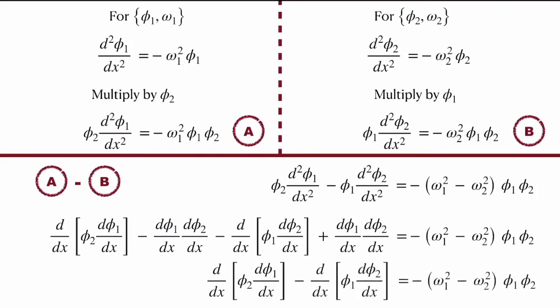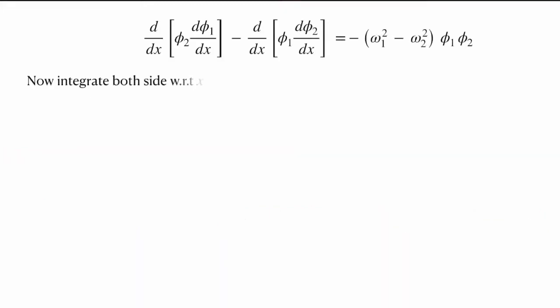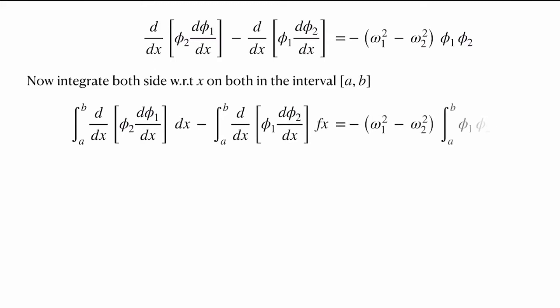Let's remove the common terms. We don't want these common terms, and we end up having d by dx of phi 2 into d phi 1 by dx minus d by dx of phi 1 into d phi 2 by dx is equal to minus omega 1 square minus omega 2 square into phi 1 phi 2. Okay, let's just rewrite that equation. Let's integrate both sides with respect to x in the interval a to b. We get the integral from a to b of d by dx of phi 2 into d phi 1 by dx minus the integral from a to b of d by dx of phi 1 into d phi 2 by dx, dx.